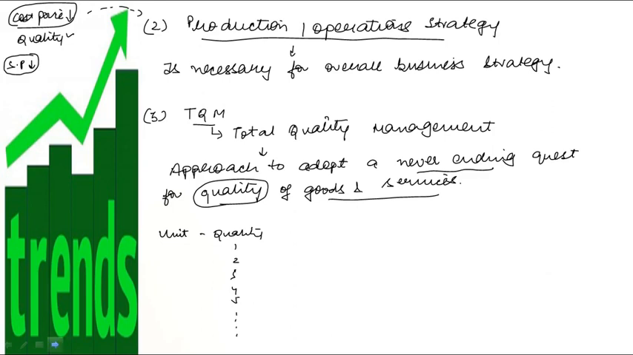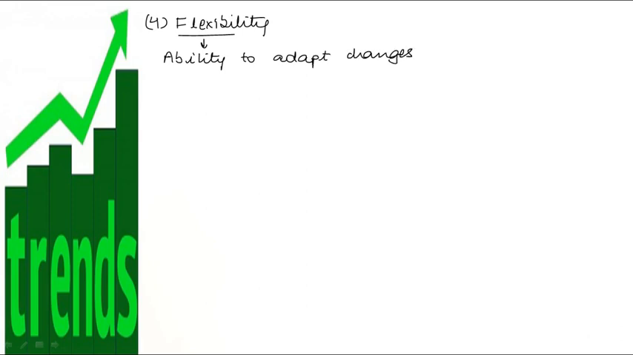Now the next is about flexibility. How is flexibility going to take place? Flexibility is all about the ability to adapt to changes quickly, as per the volume of demand.